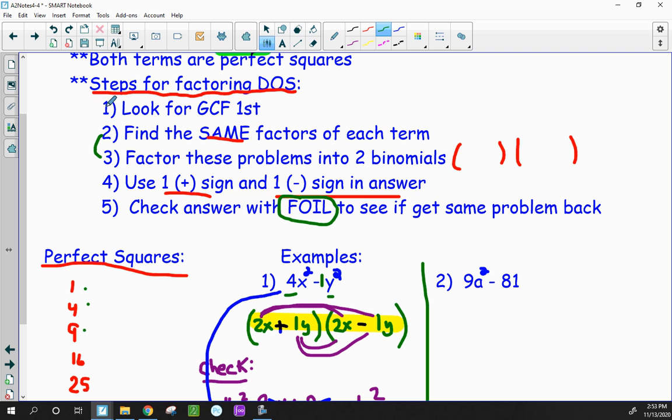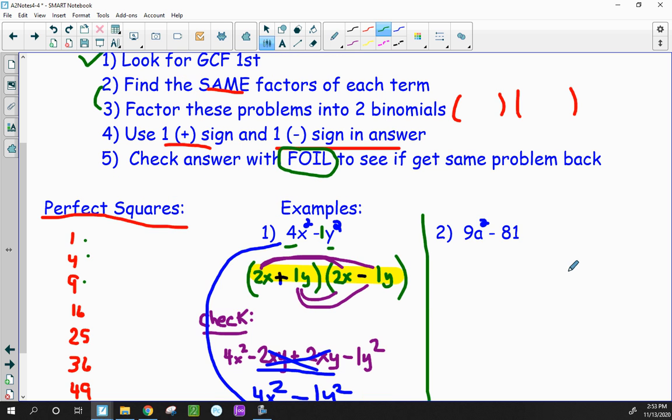Let's look at the steps though. Step 1 is super important. We have to look for a GCF. Sometimes they don't have them, as in example 1. But look at example 2. Actually, this one does have a GCF. If I forget that, I'll get an answer, but it won't be the best answer. So please check for the GCF.